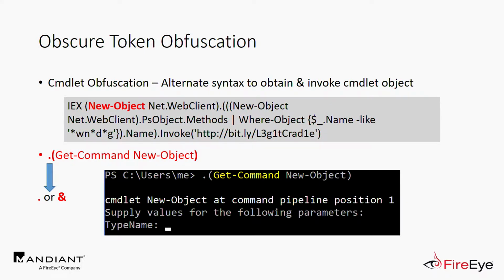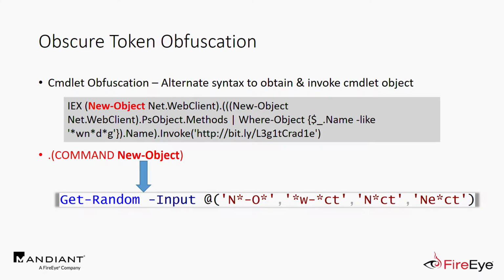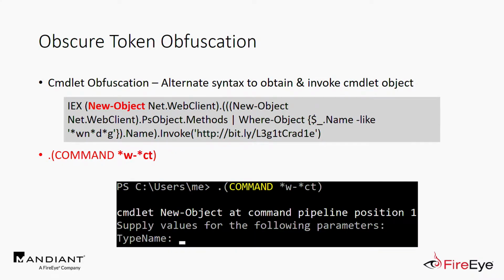But you can invoke it with a dot or ampersand, and it will actually invoke that object, which is the same as running new object. And so we'll randomly choose get command or one of its aliases. We'll just use a command, because PowerShell automatically prepends get dash to anything if it's also a commandlet name. Fun fact. For new object, we'll just randomly select one of these wildcarded fields, and now this is new object.